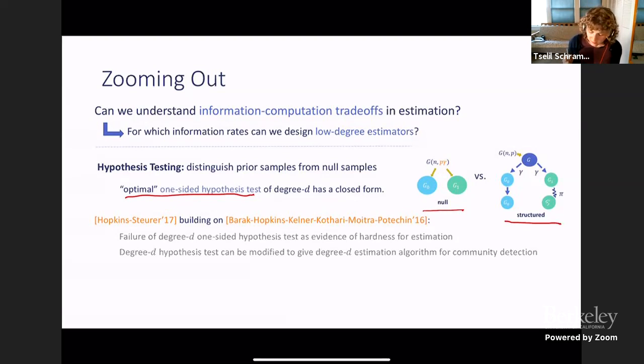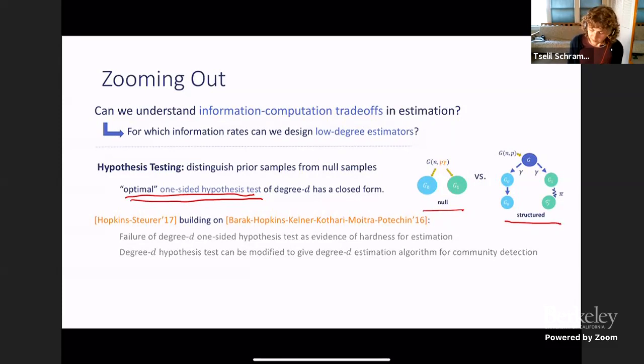And they also show that this degree D hypothesis test, even though it only has one-sided error bounded, can be modified to also give estimation algorithms. So when the hypothesis test is bad, it's bad. You cannot do estimation. When it's good, then there's always an algorithm, is kind of the claim. And this is a very appealing point of view.